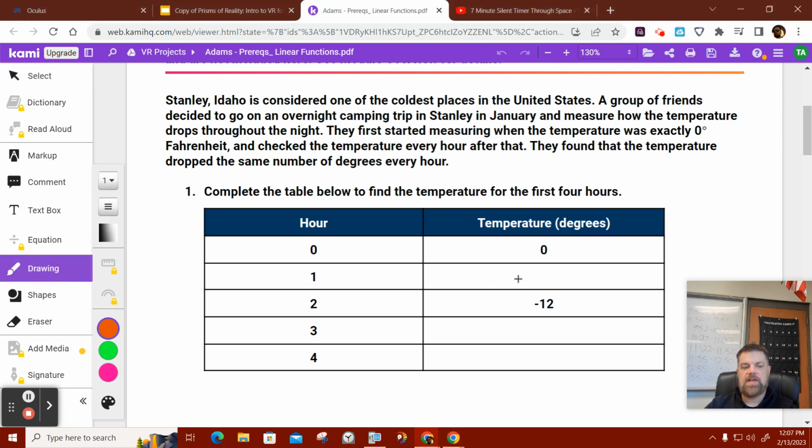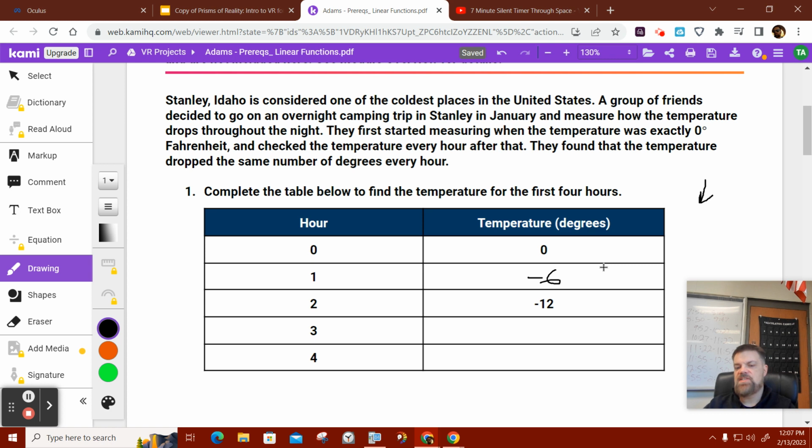So here's the trick. We need to fill out this table. What they're saying is at hour 0, the very beginning, the temperature was 0 degrees, right? Then after 2 hours, it was negative 12. And the temperature drops the same amount every hour. So what goes in here? 6. Well, you're half right. Negative 6.